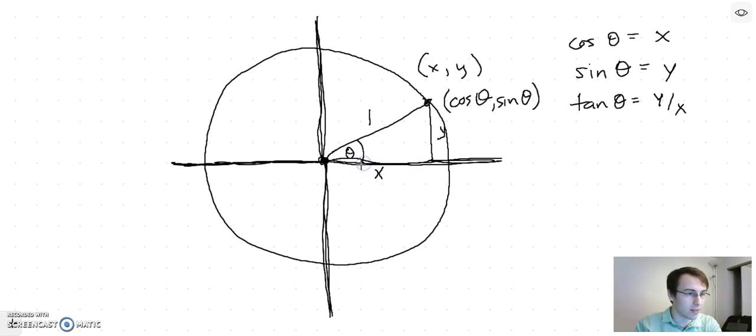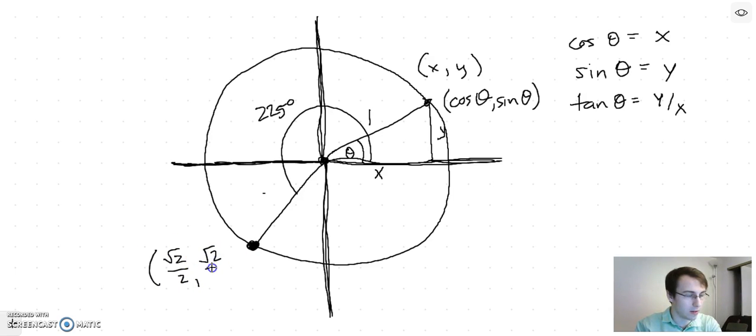So now you can think about cases where, what if theta is all the way around to, like, here? Well, for this point on the circle, theta is 180 plus, so midway between 180 and 270 would be 225 degrees. This point here would be root 2 over 2, root 2 over 2.